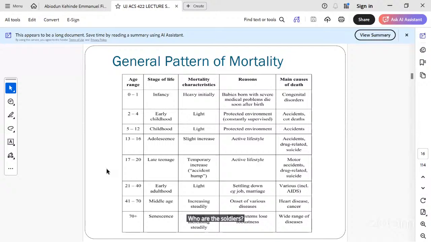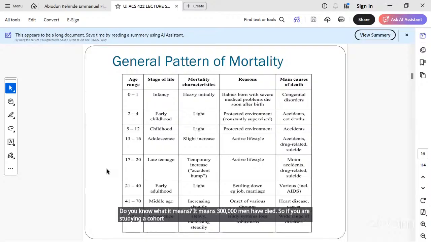They are the men. They are the boys. And they are between this age. So you can imagine if you start with 1 million soldiers and you have 300,000 dying. Do you know what it means? It means 300,000 men have died. So if you are studying a cohort, many of them will have disappeared.